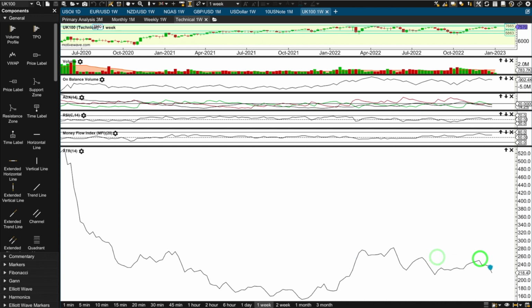Now volume is declining and range is declining throughout the fourth wave, and now as the fifth wave possibly begins, a bit of decline in range. That supports the Elliott Wave analysis.